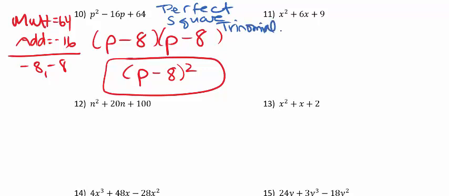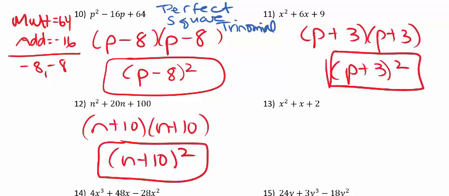And they are always going to factor to be the same thing times itself. So go ahead and do numbers 11 and 12 on your own. Pause the video. Both of those answers will be of the same form as number 10. They're both perfect square trinomials. Here are the answers to numbers 11 and 12.